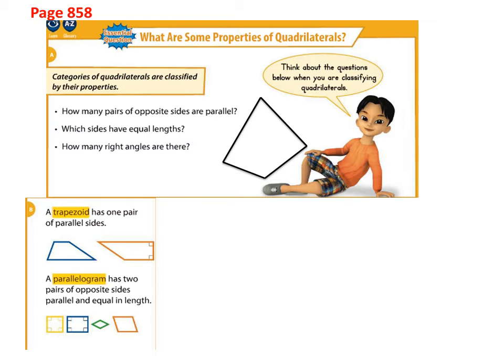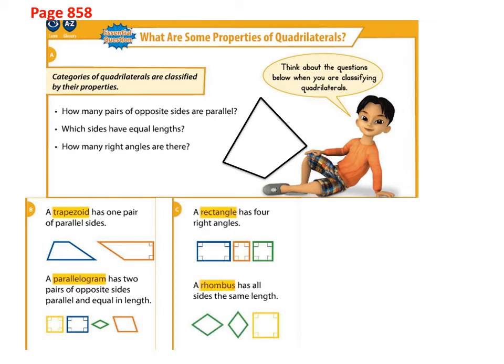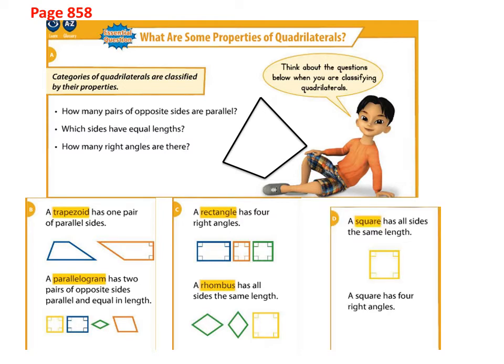A trapezoid has one pair of parallel sides. A parallelogram has two pairs of opposite sides, parallel and equal in length. A rectangle has four right angles. A rhombus has all sides the same length. A square has all sides the same length. A square has four right angles.